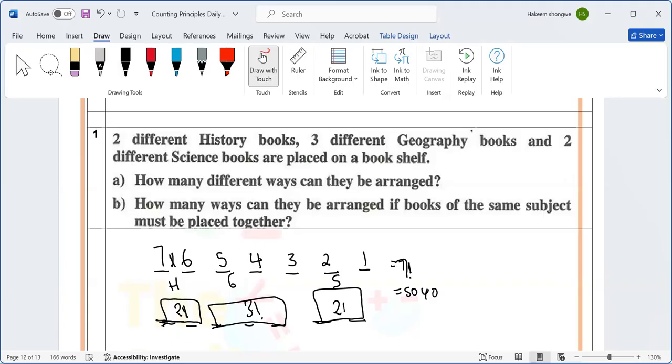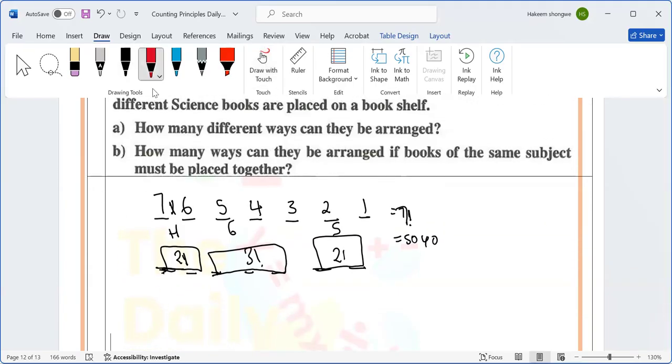It could have been like this: it could have been science first, together, and then after that I go to history, and then to geography. How do I take care of these? I can still arrange these 3 things, which are together, in 3 factorial ways. After I put them together, I can still arrange these 3 things, but they are moving as a package, as one thing. So how many different things do I still have to arrange? It's 3 things, and there are 3 spaces for them.